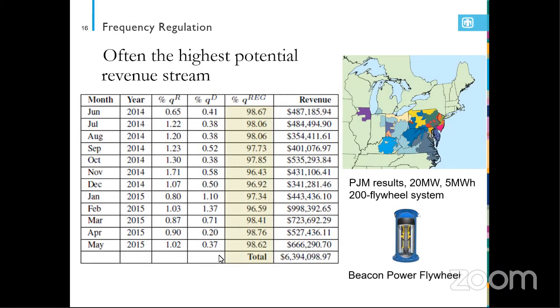Frequency regulation is often the highest potential revenue stream in most of the market areas that we've looked at. These are just some results from PJM in 2014 and 2015, where we modeled the Beacon flywheel system, which is a 20 megawatt, 5 megawatt hour system. And if you look at the potential revenue, it's pretty significant. It's about $6 million for this 12-month period. The actual system only cost about $20 million. And then Beacon went through a reorganization, and it was bought for pennies on the dollar. So the company that bought Beacon is probably doing fairly well.